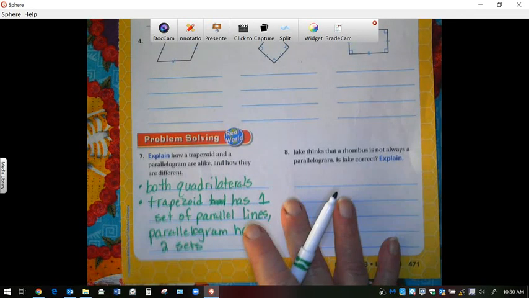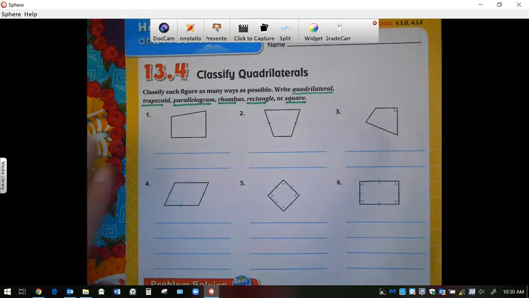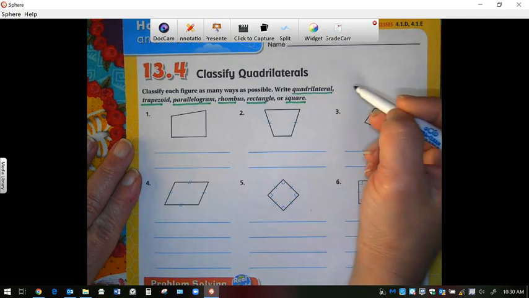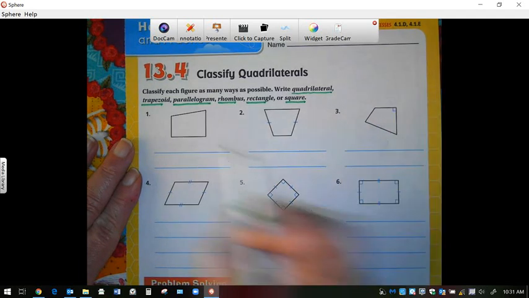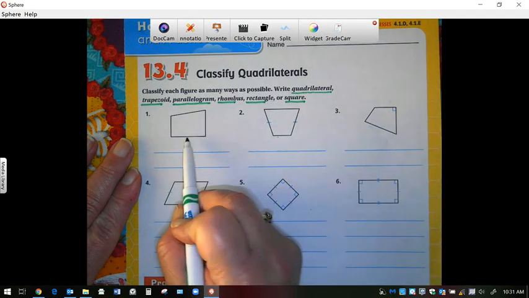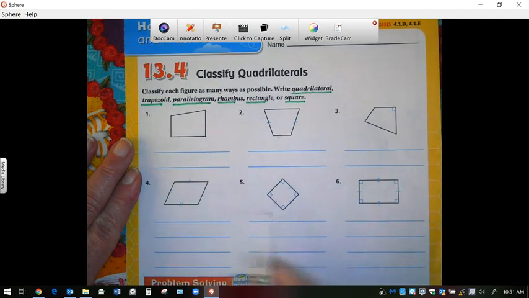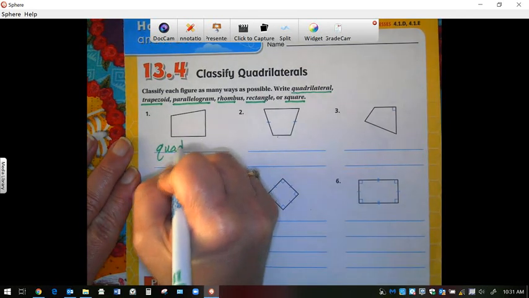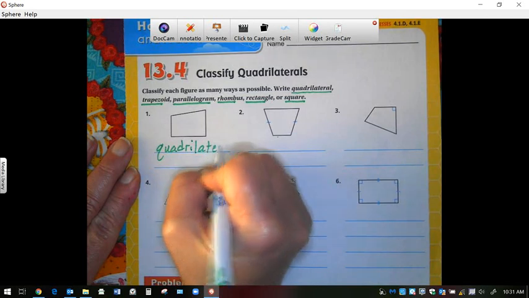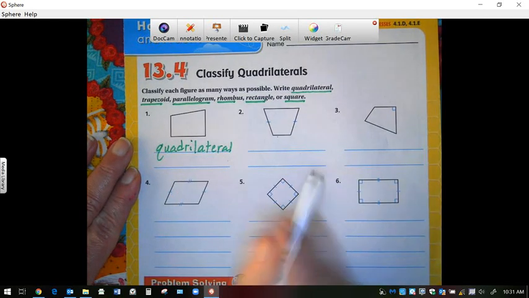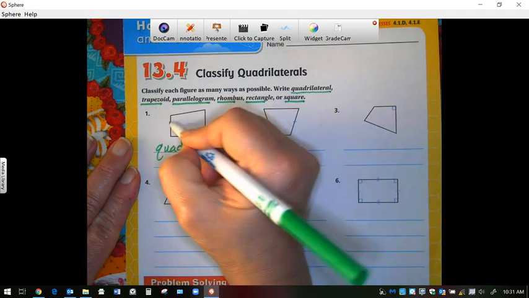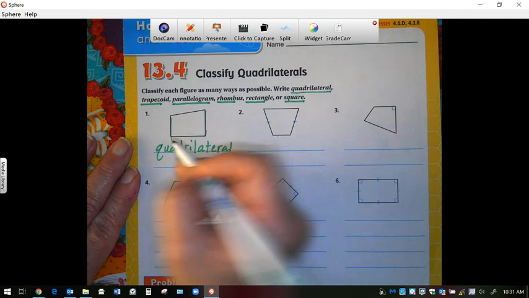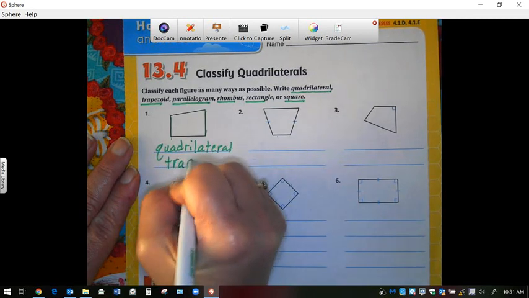If we go back to number 1, just to give you an example, here you're going to find which ones are quadrilaterals. Remember, quadrilateral means that it has 4 sides. If they all have 4 sides, then they're all quadrilaterals. So we can write that it's a quadrilateral. And then what kind of shape is that? We only see that it has one side of parallel lines. So we're going to say that it is a trapezoid.